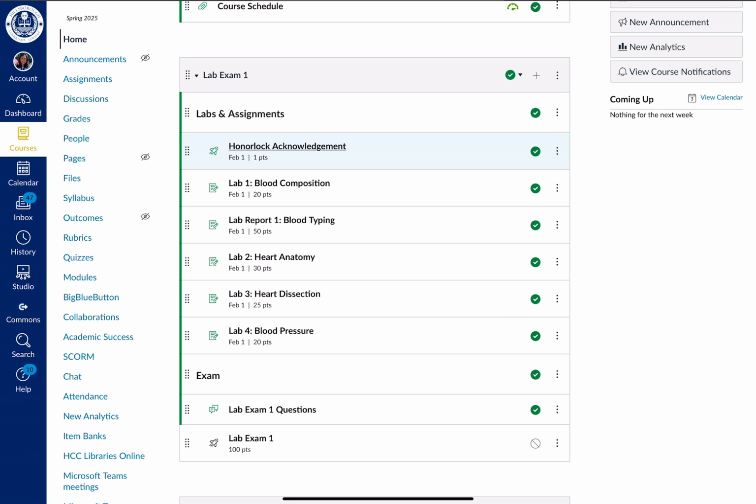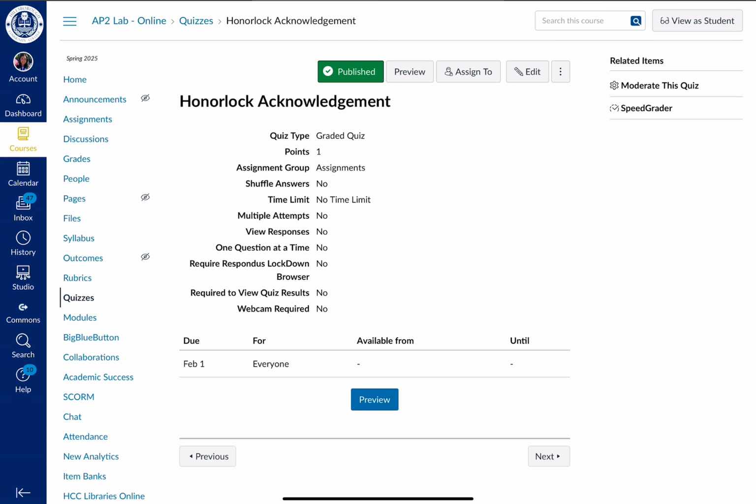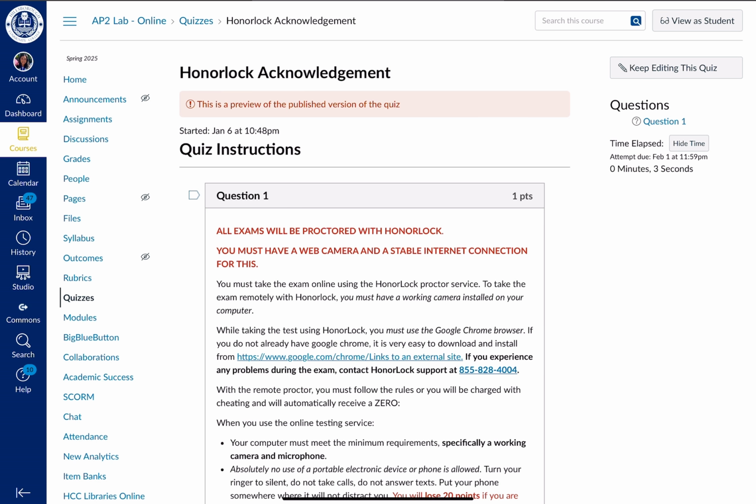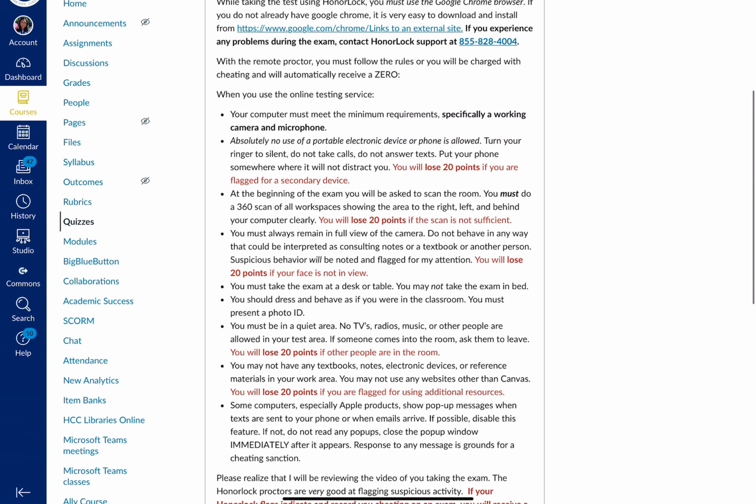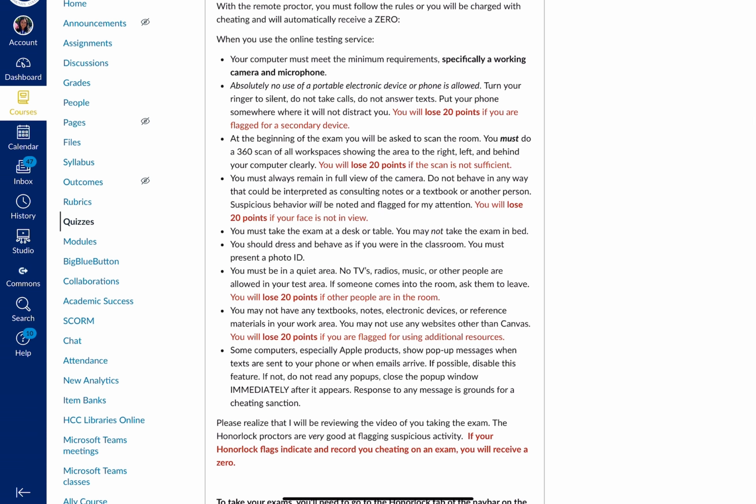The HonorLock acknowledgement, if you're in my online lecture class, is the same thing that you did there. You just need to go in and type your name so that you understand where you can lose points on a proctored exam. For example, if you have a secondary device, or if your room scan isn't sufficient. Make sure you do a 360-degree scan of your work area. Make sure your face is in the screen, no other people in the room, you can't talk, and you don't have headphones on. Typical things that would indicate that you're cheating.